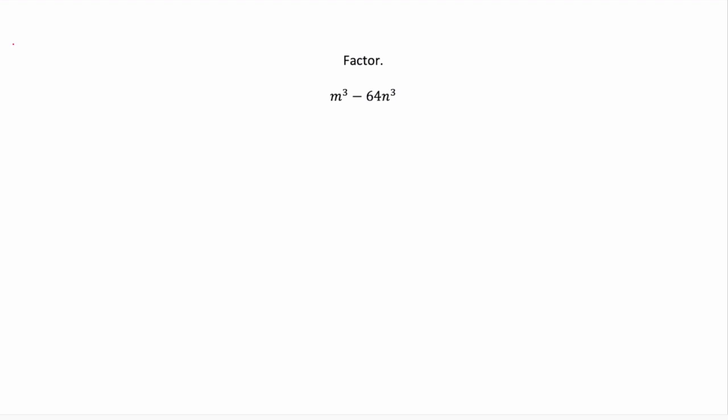Today we need to factor, and we're asked to factor this polynomial that only has two terms. But notice that each term is something cubed. So the first term is m cubed, and the second term, well, 64 is the same as 4 cubed, and we have n cubed. And using our exponent rules, we can rewrite that second term as 4n cubed.